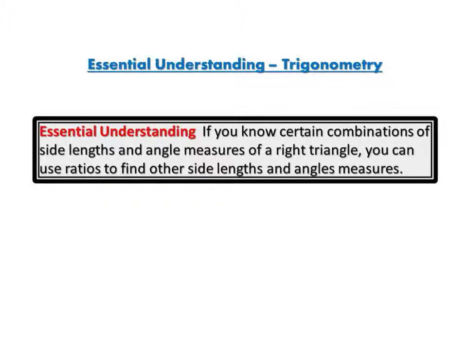So, what I want you to understand by the end of this lesson is that if you know certain combinations of side lengths and angle measures of a right triangle, you can use certain ratios to find other side lengths or other angle measures. I know this lesson is called trigonometry, but from now on I'm just going to use the word trig in place of trigonometry.